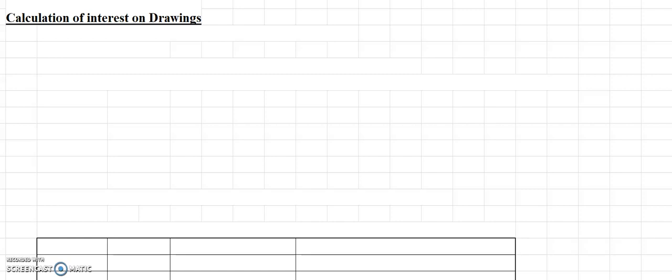Hi students, today we are going to study the calculation of interest on drawings. We know drawings and interest on drawings. Drawings is the amount withdrawn by the partners from their capital. So whenever partners withdraw an amount from their capital, the partnership firm can charge interest on that amount for the period of time for which the amount is drawn. Here we are going to calculate such interest on drawings.